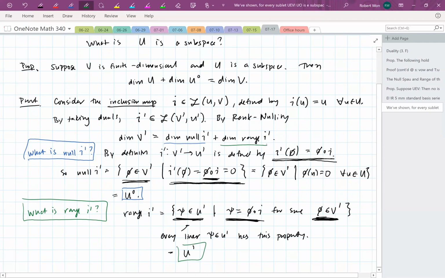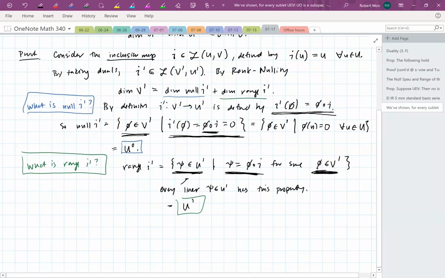That's this thing. Okay, but remember we also proved that the dual space has the same dimension as the original space. So what we've just shown is that the dimension of V dual equals the dimension of the annihilator of U plus the dimension of the dual of U. But since a finite dimensional vector space has the same dimension as its dual, we can just ignore these duals. This is the result that we wanted.